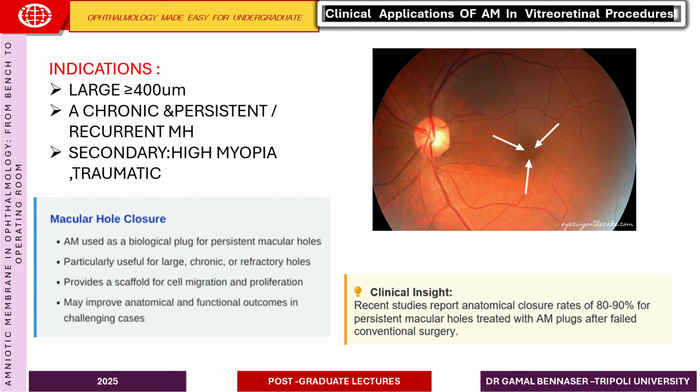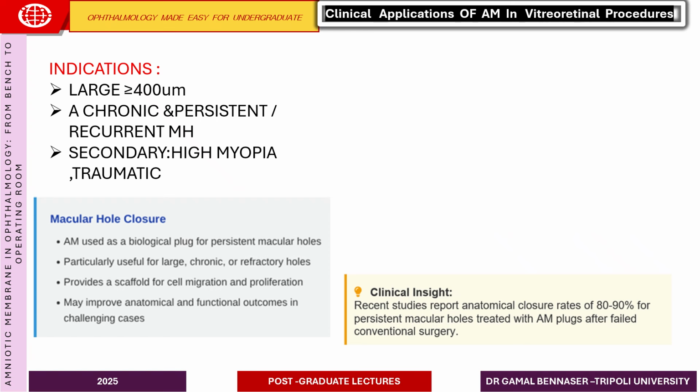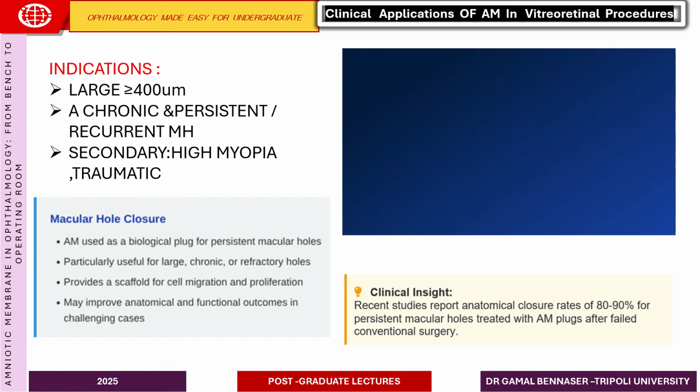Now we come to another application of the amniotic membrane in vitreoretinal surgery, namely in macular holes. Most retinal surgeons know that there are certain cases of macular holes that carry a poor prognosis, namely those secondary to trauma or high myopia, and cases with persistent and recurrent macular holes. They carry a bad prognosis because of the loss of functional photoreceptors in these cases.